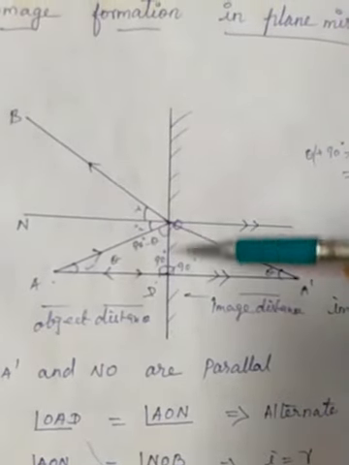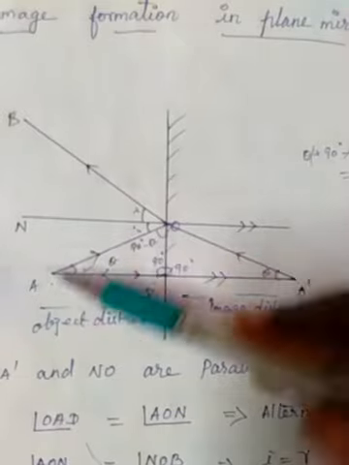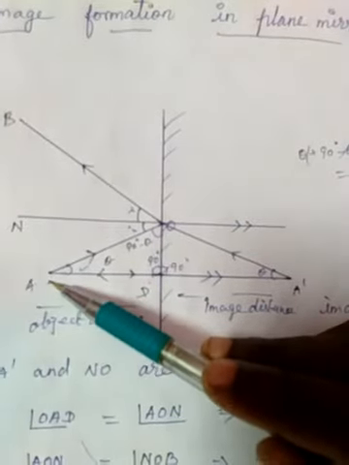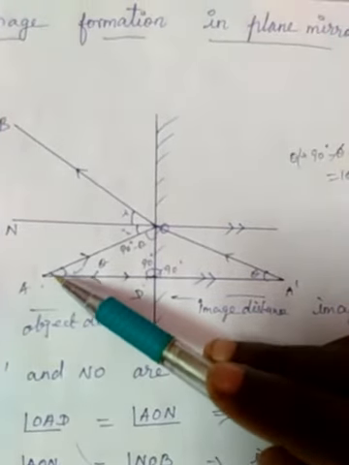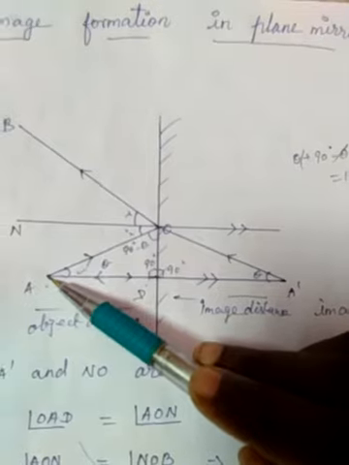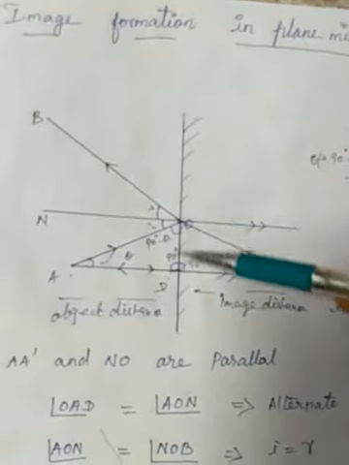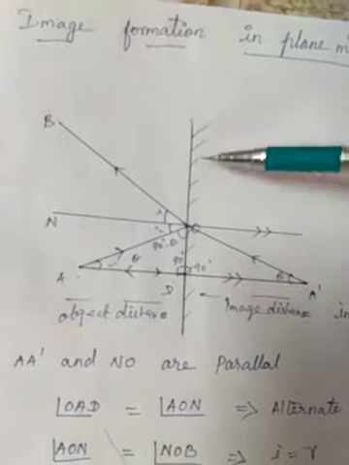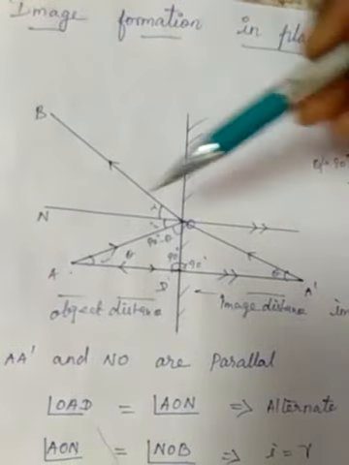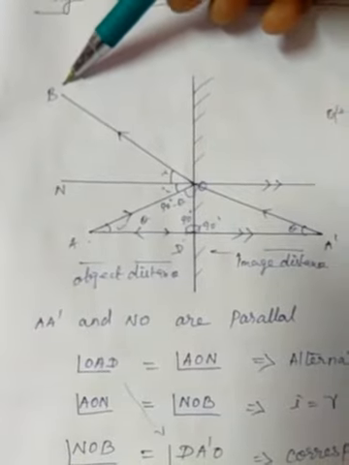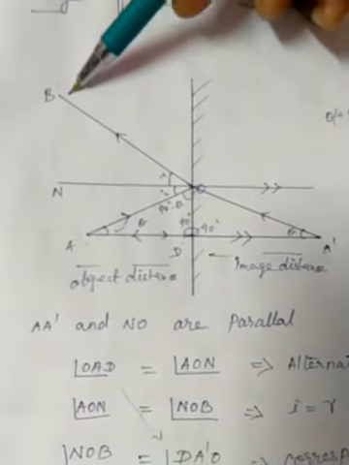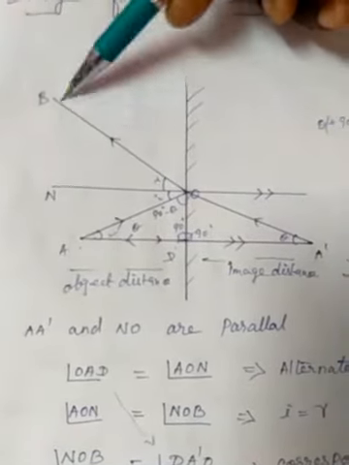First we are taking one plane mirror. Then from point A, the incident ray falls on the reflecting plane surface. Immediately, that incident ray is reflected. The reflected ray is the line OB.